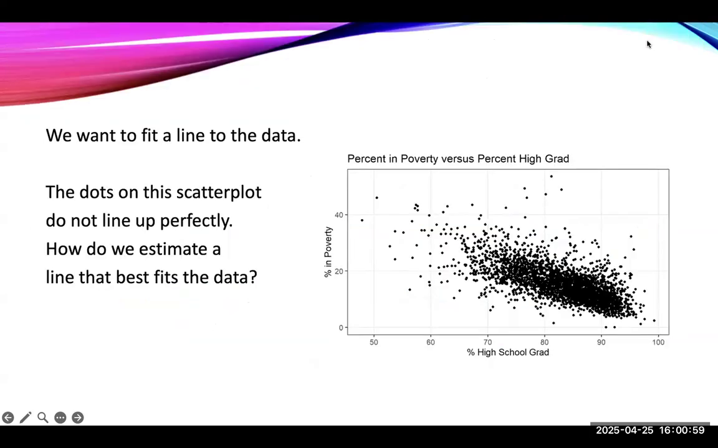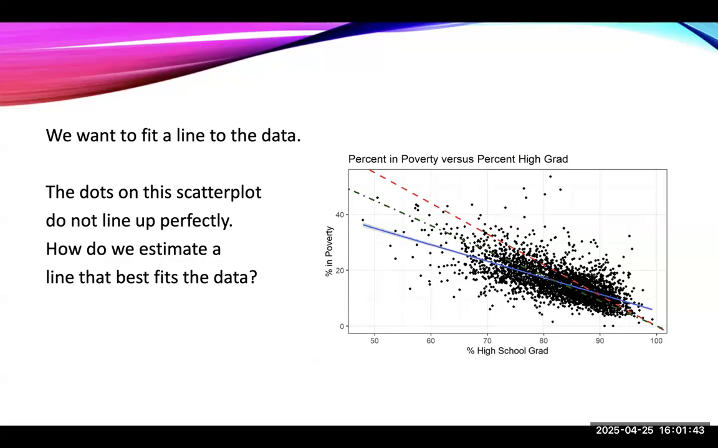Let's go back to the scatter plot where we were looking at counties and the percent of high school graduates and the percent of people living in poverty. Our goal is to fit a line to this data. If you and I both try to make a line that represents this data, we may come up with different lines. For example, here are 3 different lines that one may say best fits this data: the blue line, the green dotted line, and the red dashed line.